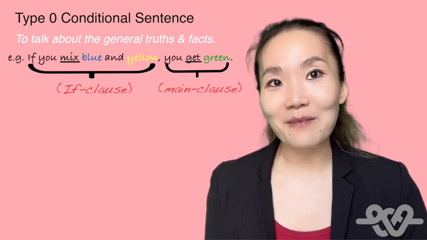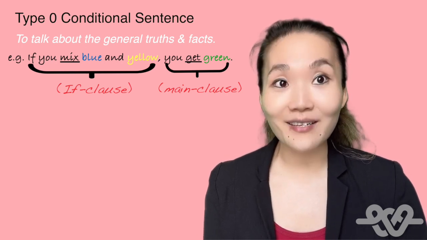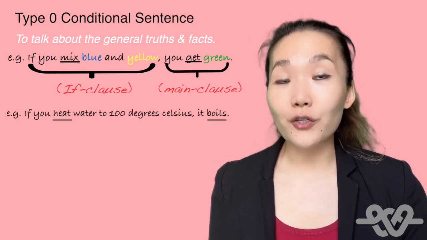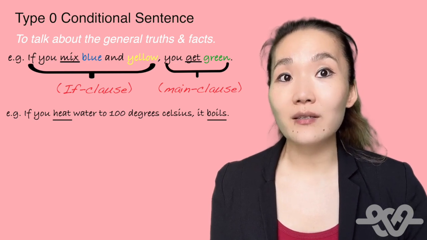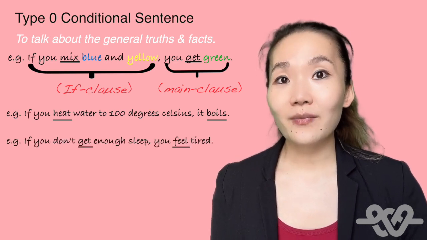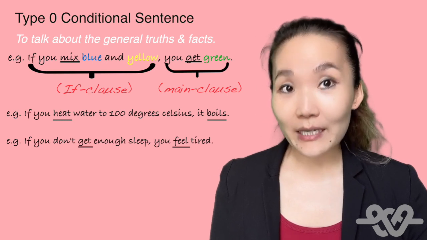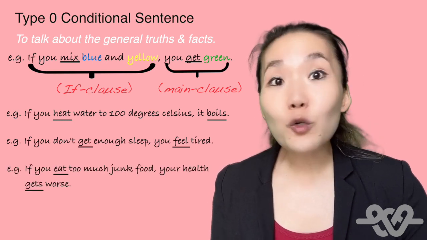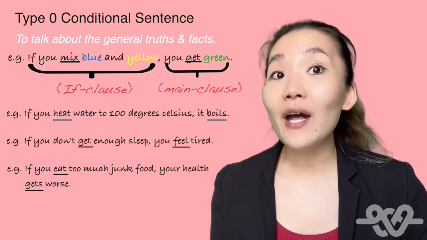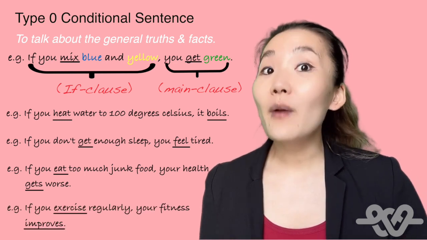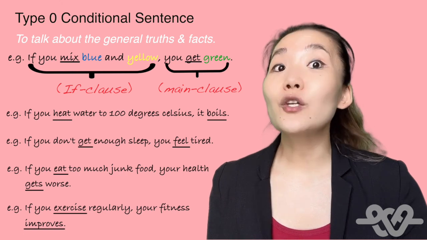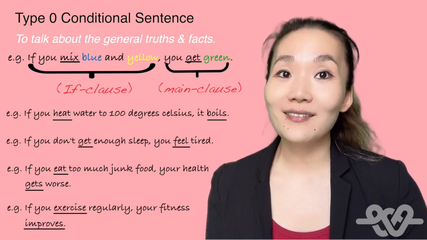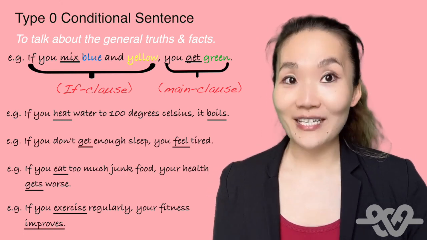Let's look at some more examples and pay attention to the tenses used. If you heat water to 100 degrees Celsius, it boils. If you don't get enough sleep, you feel tired. If you eat too much junk food, your health gets worse. If you exercise regularly, your fitness improves. So these are all type 0 conditional sentences.